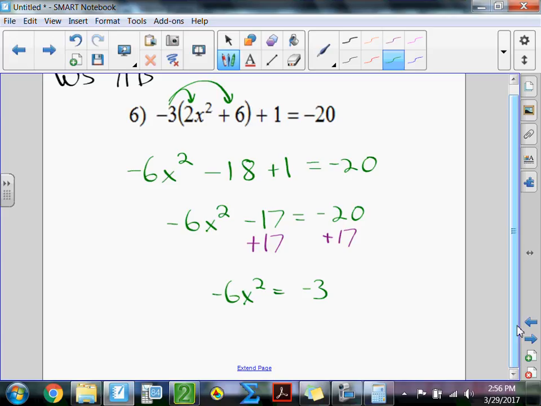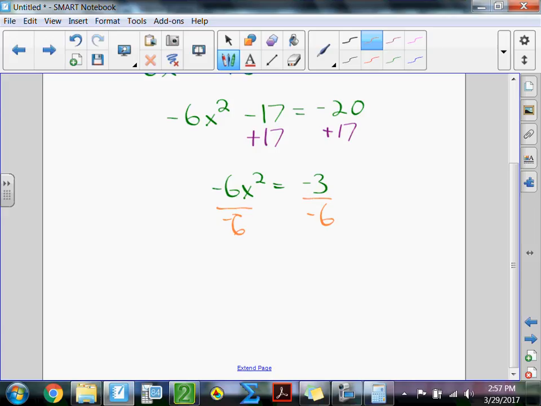Or let's see what happens when I divide. If I divide by negative 6, for this problem I will get x squared. That becomes a 1. So 1x squared equals negative 3 divided by negative 6 is 1/2 or 0.5. Does not matter whether you use a decimal or a fraction. And then I take the square root.